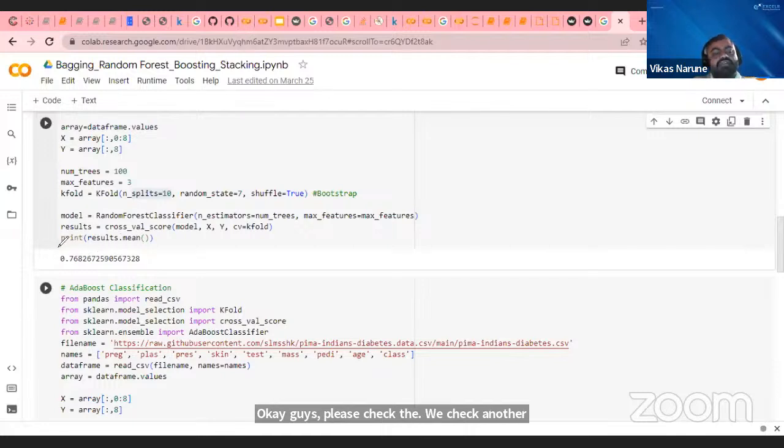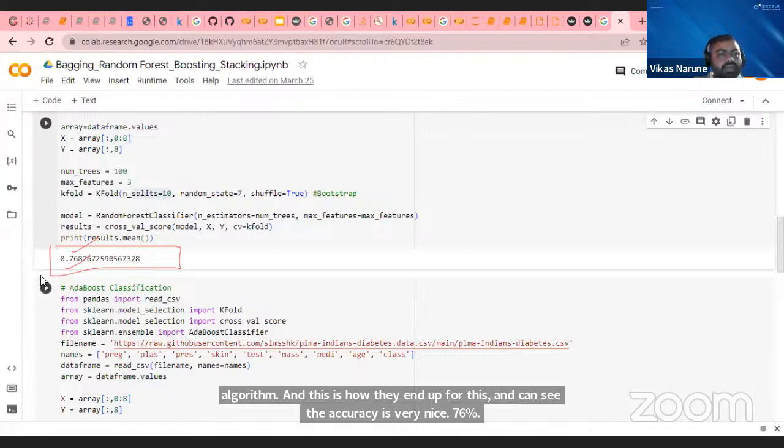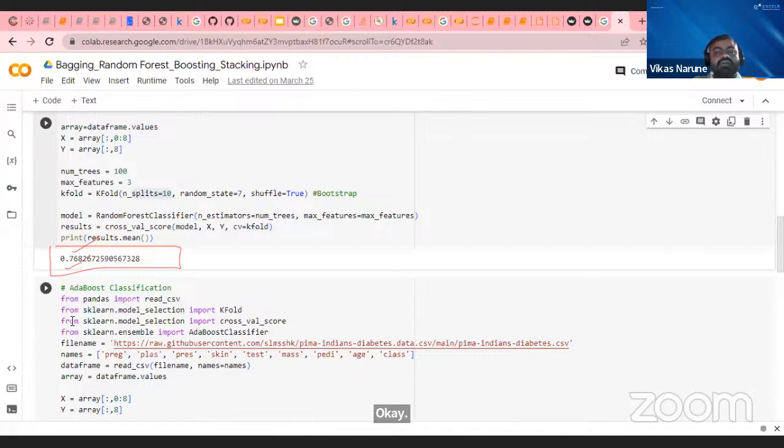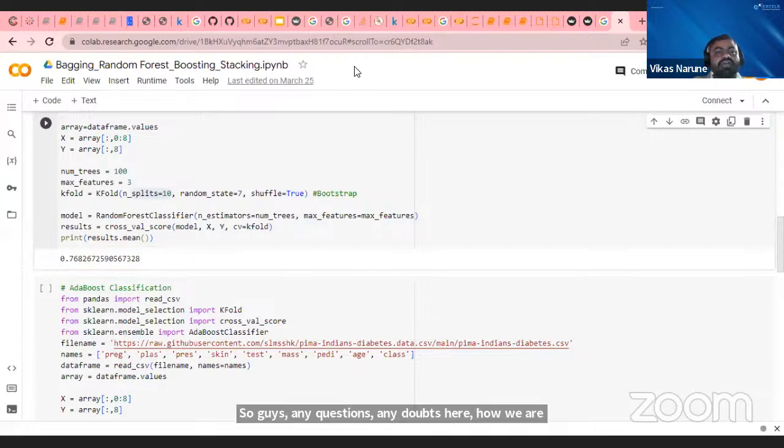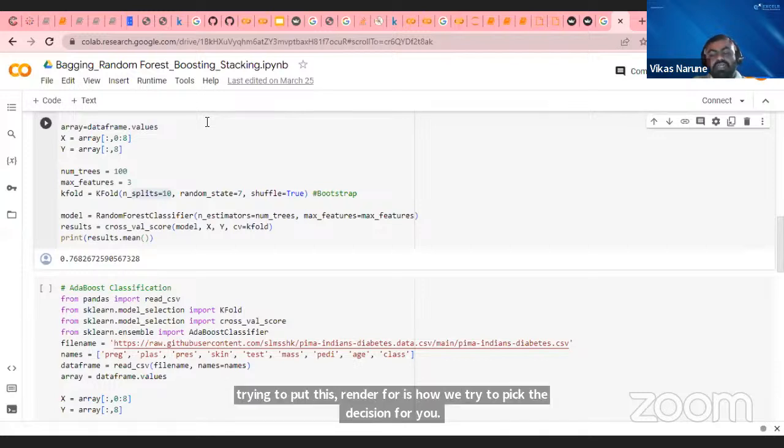So guys, this is how I fit my entire random forest algorithm, and this is how the random forest will work, guys. And you can see the accuracy is very nice, 76%. Okay. So guys, any questions, any doubts here? How we are trying to fit this random forest? How we are trying to fit the decision tree? Anything else? We still have 12 minutes, guys.